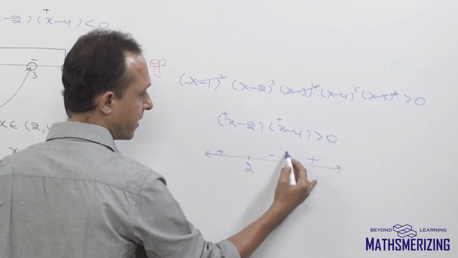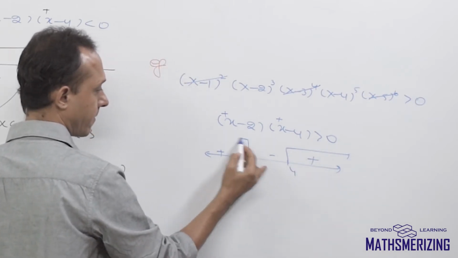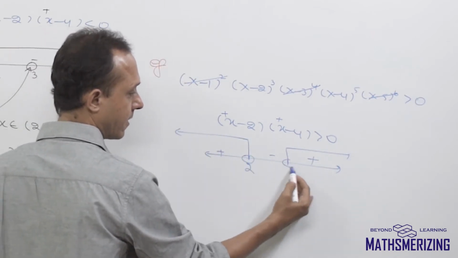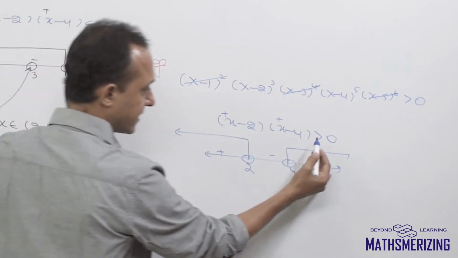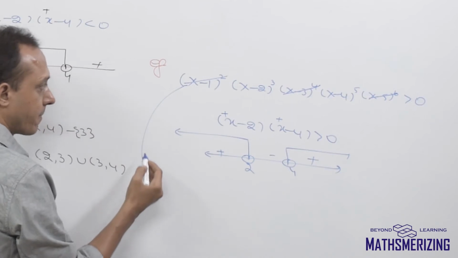So I need what? Greater than 0, plus. So this is what? This is x less than 2 or greater than 4. But now, because it doesn't have an equality sign, I look at rule number 2.